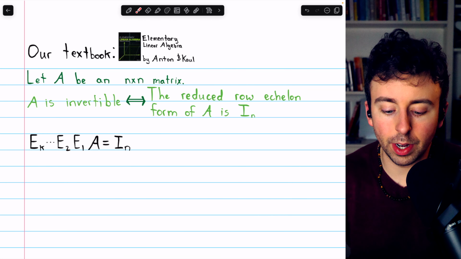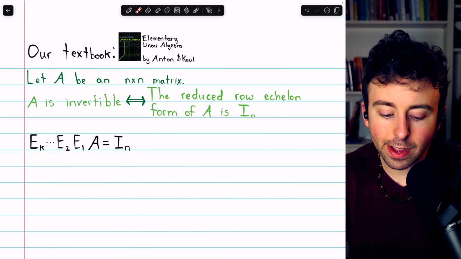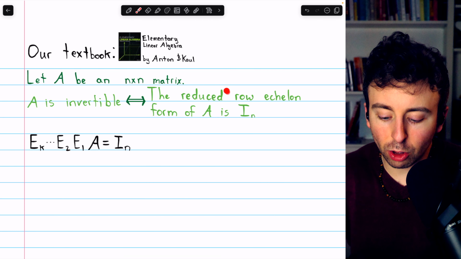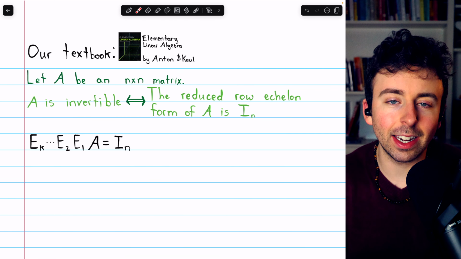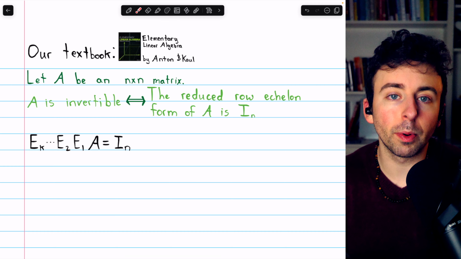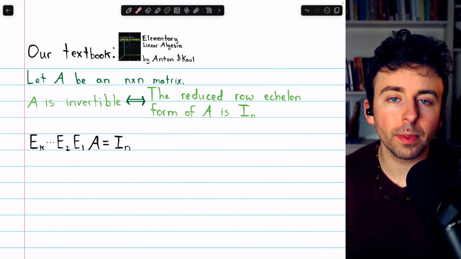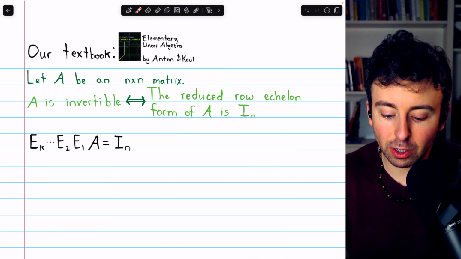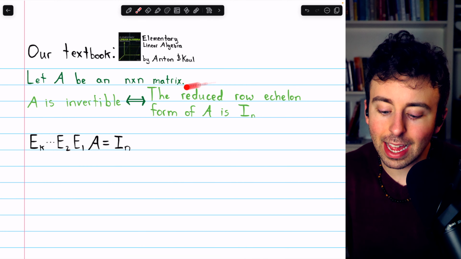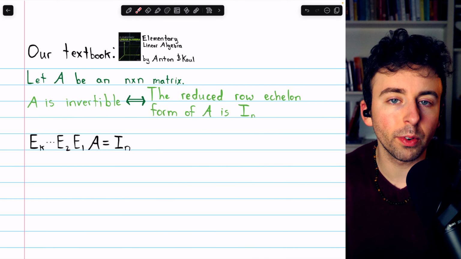We've previously proven that for an n by n matrix A, being invertible is equivalent to the reduced row echelon form of A being the identity. Now, of course, we would like to perform our inversion algorithm on matrices that are invertible, and any such matrix necessarily has the identity as its reduced row echelon form.